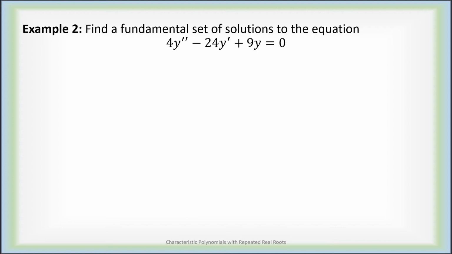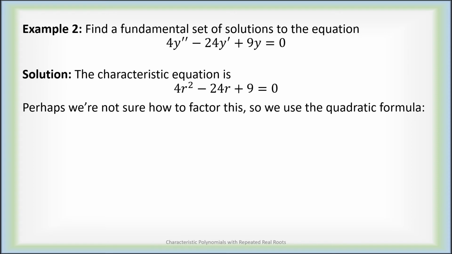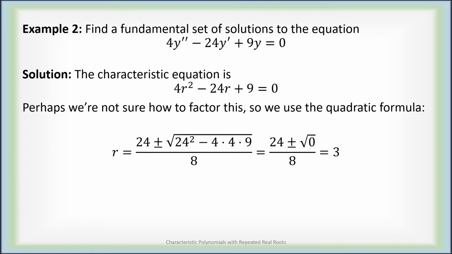So we may as well do a second example. Find a fundamental set of solutions to 4y double prime minus 24y prime plus 9y equals 0. The characteristic equation generated by this differential equation is 4r squared minus 24r plus 9 equals 0. Maybe we don't actually see how to factor this, in which case we might use the quadratic formula. So r must be 24 plus or minus the square root of 24 squared minus 4 times 4 times 9, over 8. But 24 squared minus 4 times 4 times 9 is exactly 0. So I have 24 plus or minus 0 over 8. So I have 3. The only solution is r equals 3.